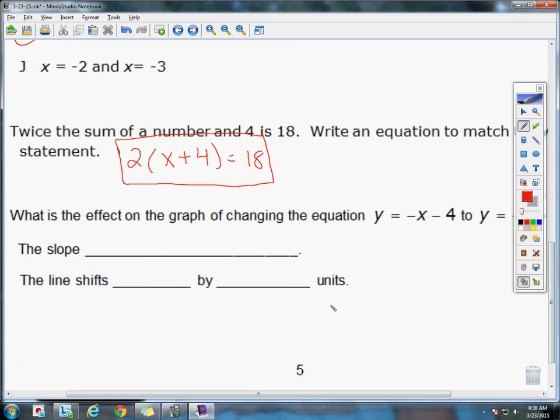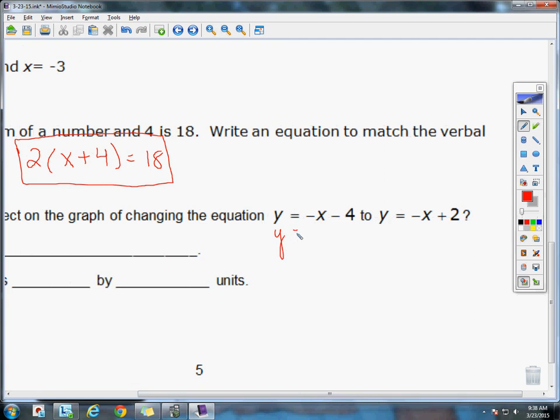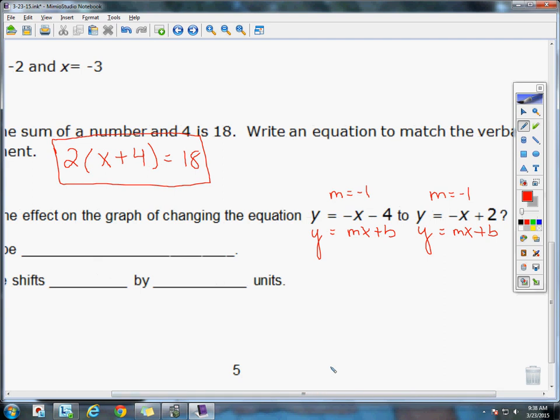Alright, number 14. What is the effect on the graph of changing the equation y equals negative x minus 4 to y equals negative x plus 2? If it helps, you can write below this y equals mx plus b and y equals mx plus b. If you notice, your slope here is negative 1, so m equals negative 1. And your slope here is also negative 1, so m equals negative 1. The first question says the slope. My slope is negative 1 for both, so the slope is the same.